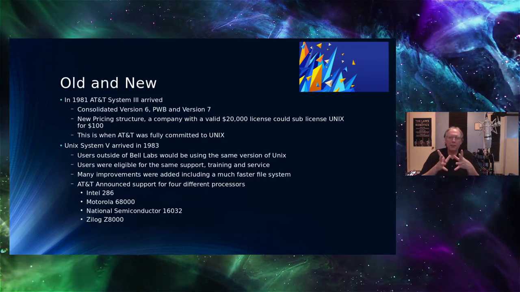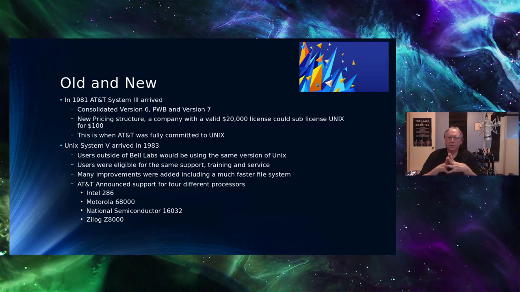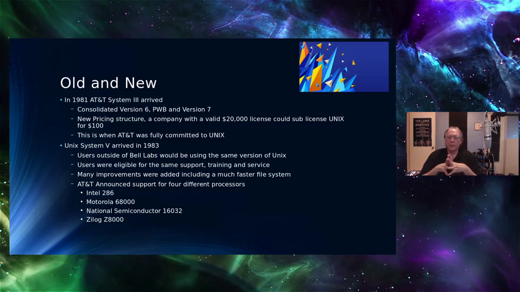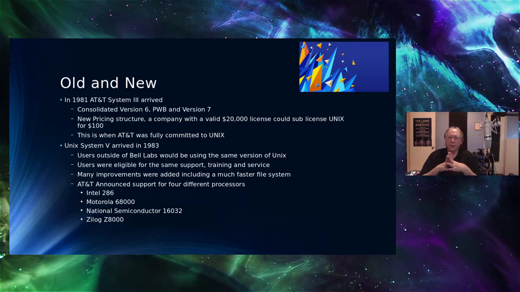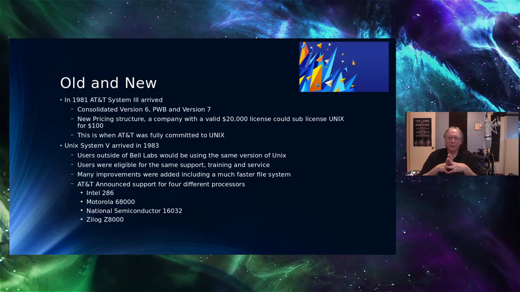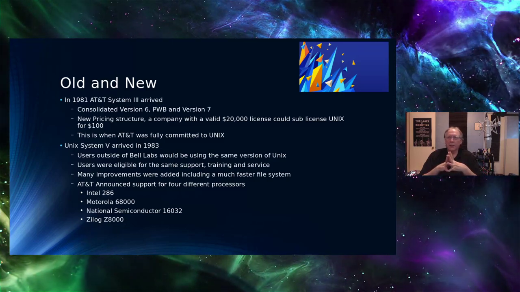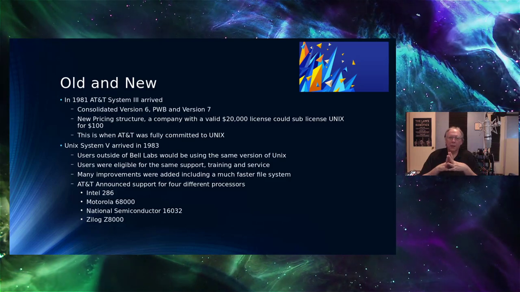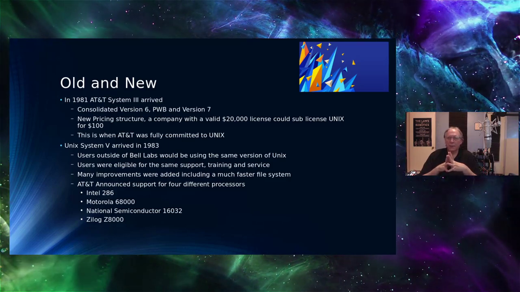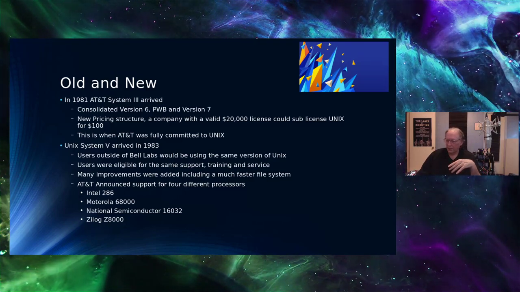But one of the big changes in System 5 was that AT&T announced support for four different processor families. They would support Unix on the Intel 8286, the Motorola 68000, the National Semiconductor 16032, and the Zilog Z8000, which were all 16-bit processors with some extensions, like the 286 had some extensions.